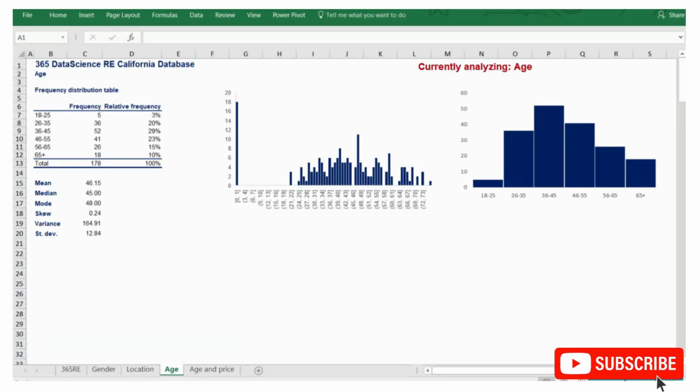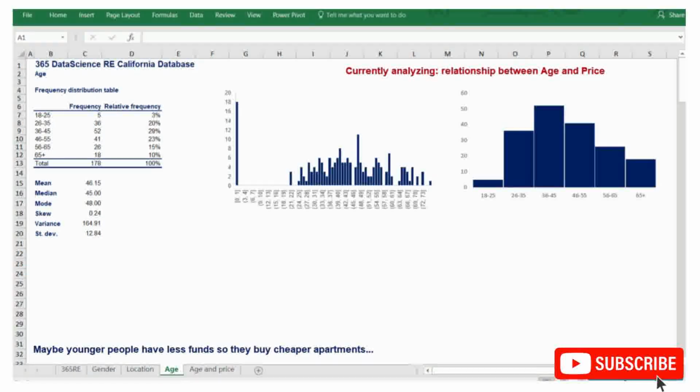As you may have guessed, our final stop is relationship between variables. Let's see if age determines how expensive an apartment that customers buy. Maybe younger people have less funds, so they buy cheaper apartments. We don't know. The data will tell us.